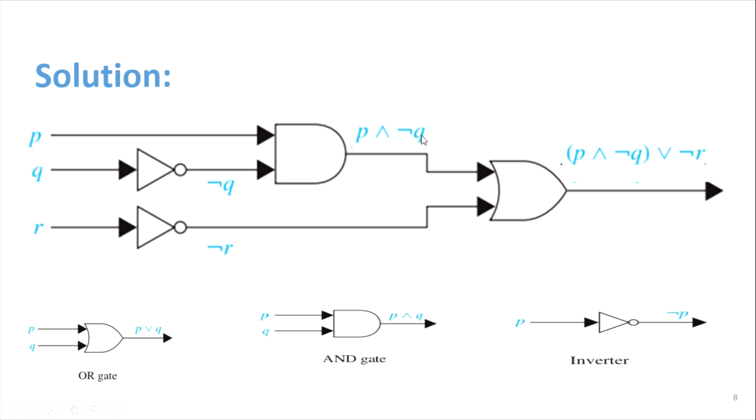Last, we have the final gate, the OR gate. We have two signals for this: the first group, P and not Q, and then we have this not R. So therefore, we have this final output. You just use parentheses for this group.